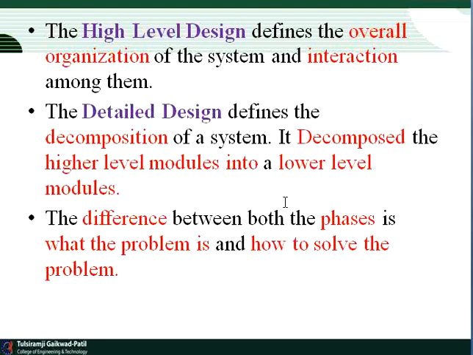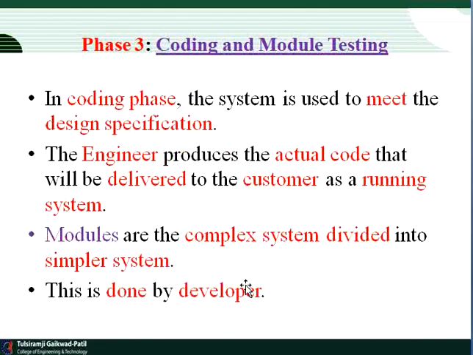The difference between both the phases is what the problem is and how to solve the problem. In the first two phases we decide what the problem is, meaning why we have to implement new software while there are a number of softwares in the market. That is the problem, and how to solve the problem is how we can resolve that risk to obtain a new application or new software.